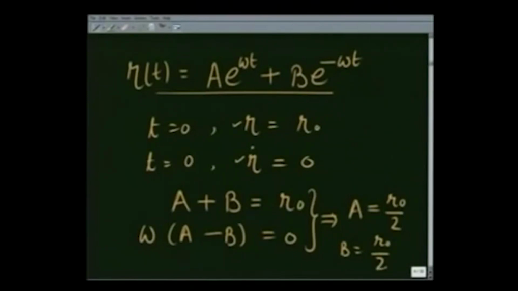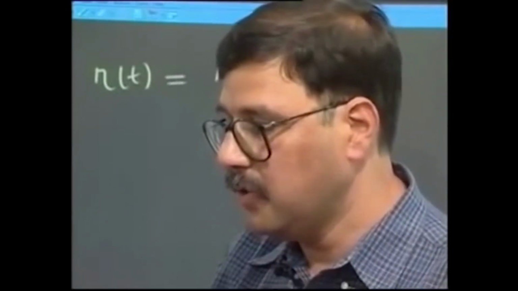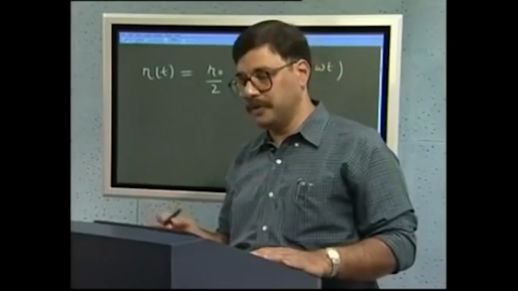and therefore, the general solution r of t for a particle on a wire that is rotating at a constant angular speed, and the particle is started from a distance r equal to r0 with no initial radial speed, is r0 divided by 2 times e raised to omega t plus e raised to minus omega t. You can see r increases exponentially, r increases very fast with time.